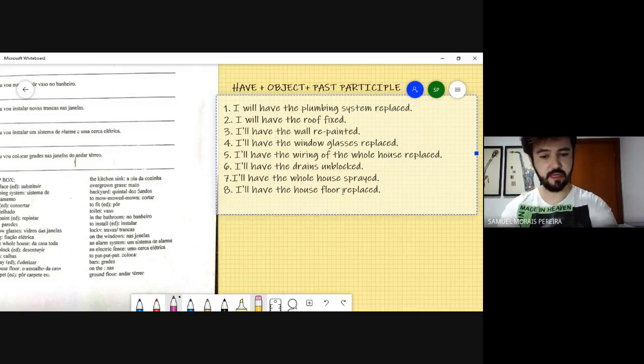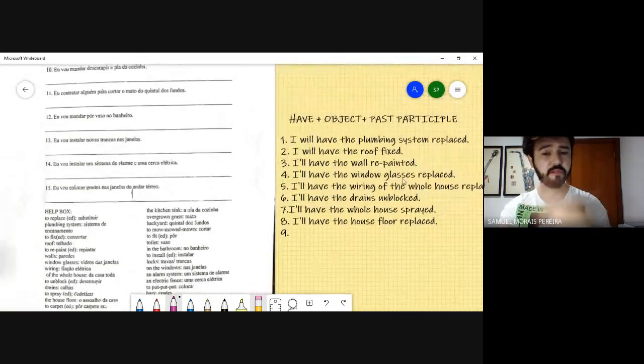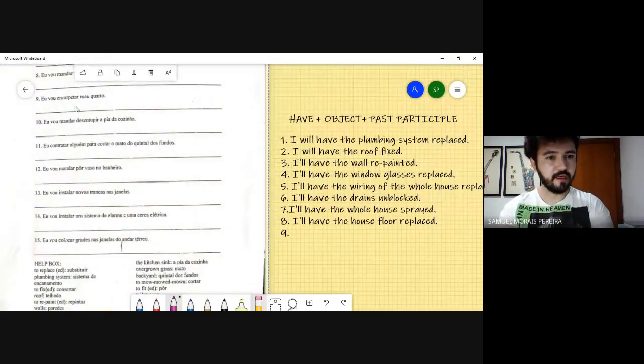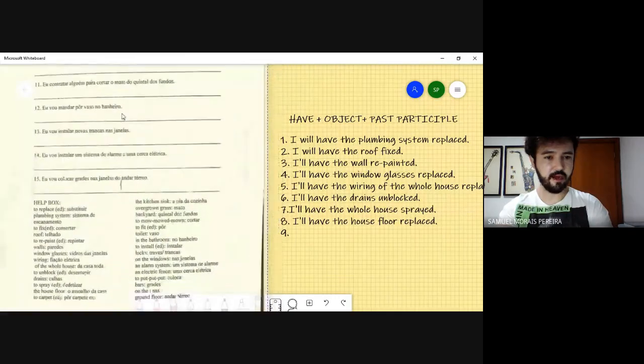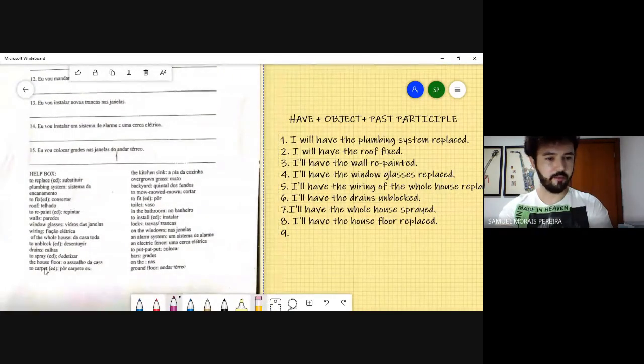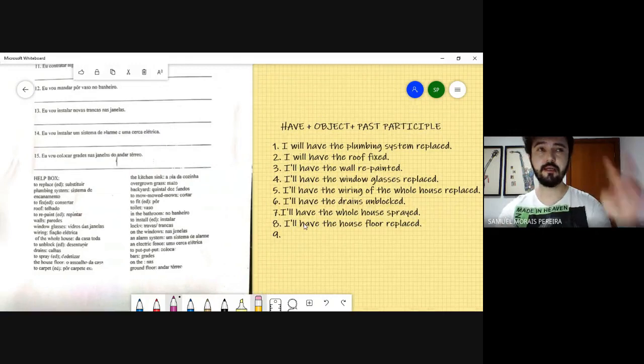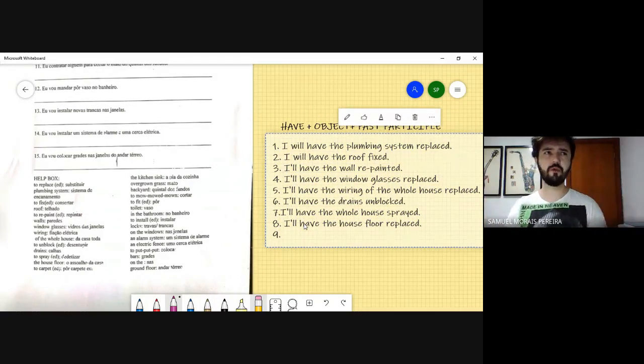Vou pegar você para mais uma, tá? Another one, number 9. Só para eu ganhar velocidade, tá bom, pessoal? Que eu tô fazendo vocês fazerem mais de uma. So, number 9, cadê? Eu vou encarpetar meu quarto. Olha, in English, Caio, the verb encarpetar is carpet, ok? A própria palavra carpete é o verbo pôr carpete em, ok? Que passa essa ideia. So, carpet, encarpetar. Em inglês, they say, eu vou encarpetar, ok?